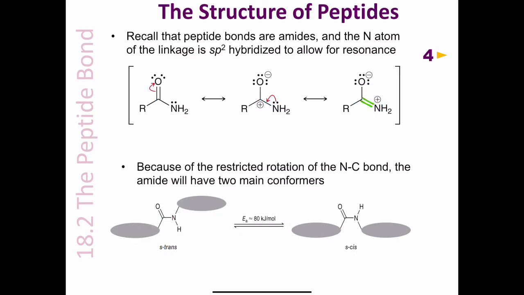So again, that partial double bond character means that there is free rotation around only 2 of the 3 single bonds in the peptide backbone. So there's free rotation around this single bond and this single bond. And that's going to limit the number of possible conformations for any peptide. A second feature of the rigid peptide bond is that the R groups on adjacent amino acids are going to be on opposite sides of the extended peptide chain.